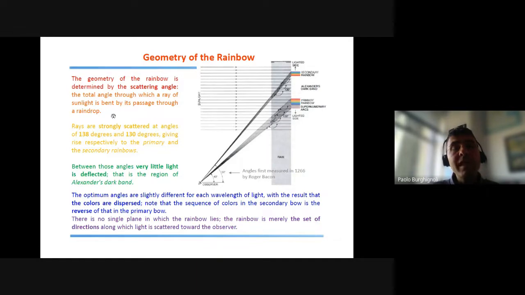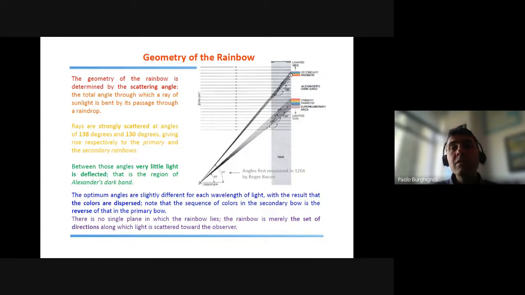That's because the total angle, the scattering angle, which is the total angle through which a ray of sunlight is bent by its passage through a raindrop, depends on the impact parameter, and in particular, one may say that rays are strongly scattered at angles close to 138 degrees and 130 degrees, and those give rise respectively to the primary and the secondary rainbows.